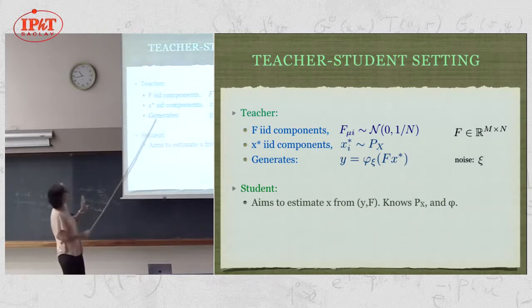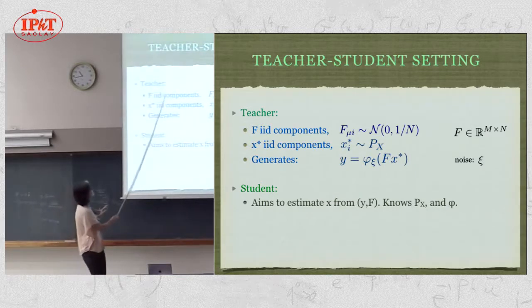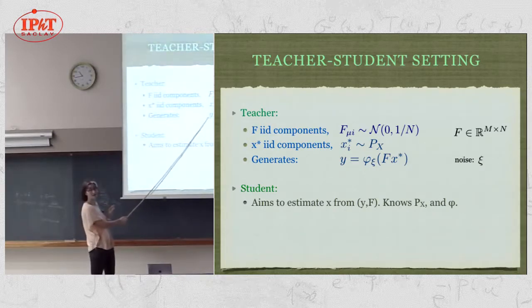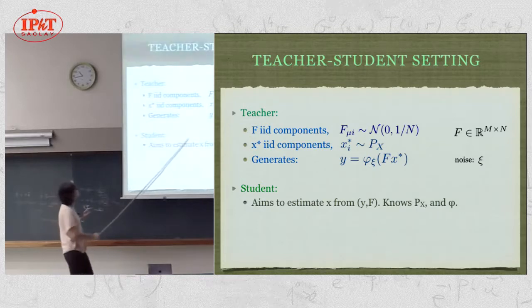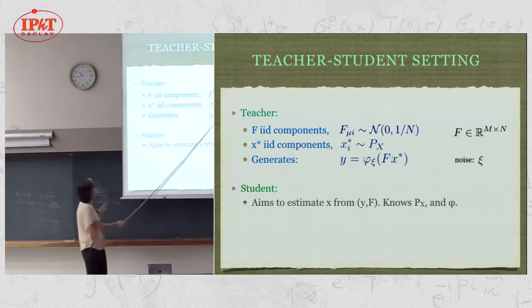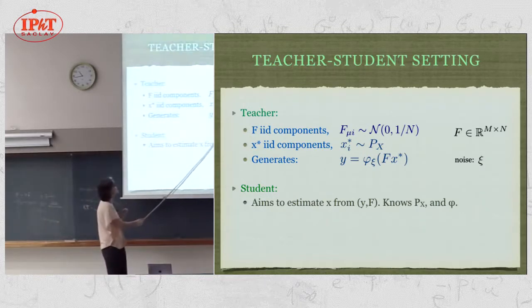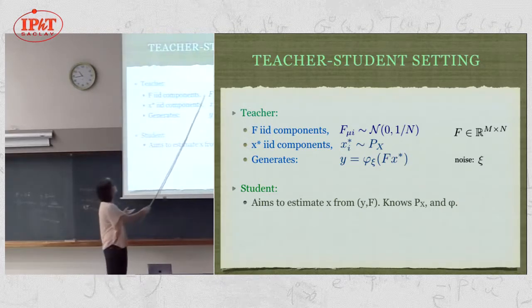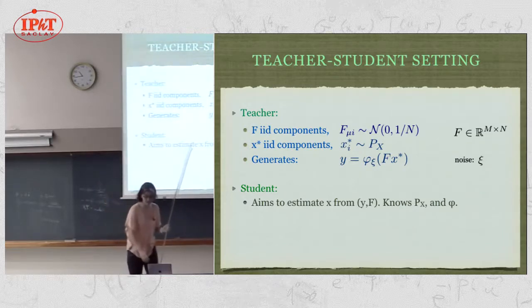And then we get this teacher-student scenario. So the teacher generates x star, generates f, and with those, and knowing this function phi, generates y. And then the student gets f and y, and she also gets the distribution px, and she also gets this function phi. The only thing she does not get is the x star. So the goal is, as before, to infer the x star, and in such a way that if a new row of f arrives, a generalization is possible.